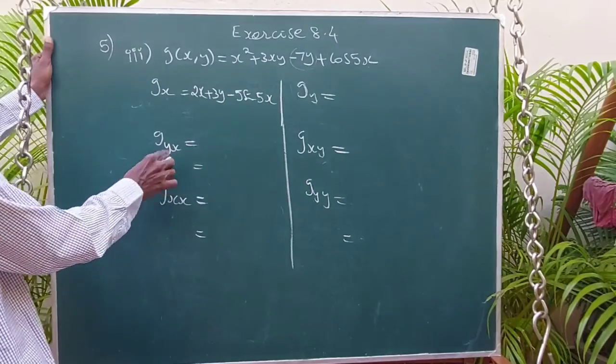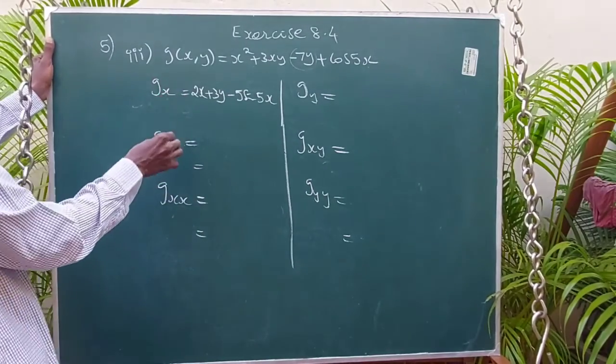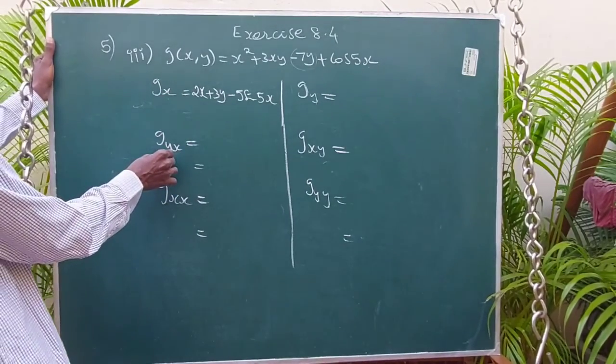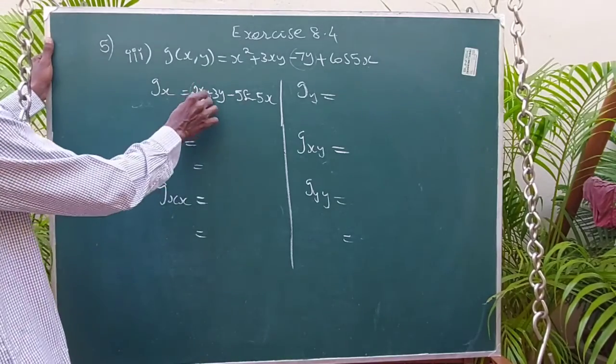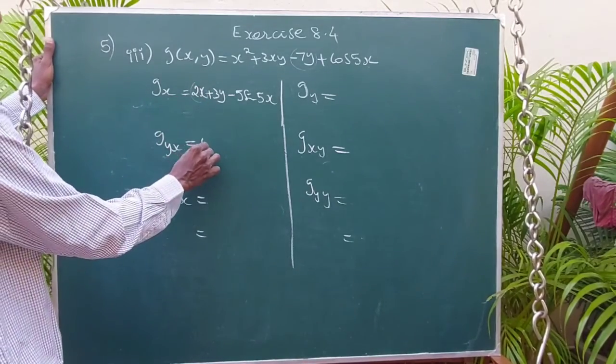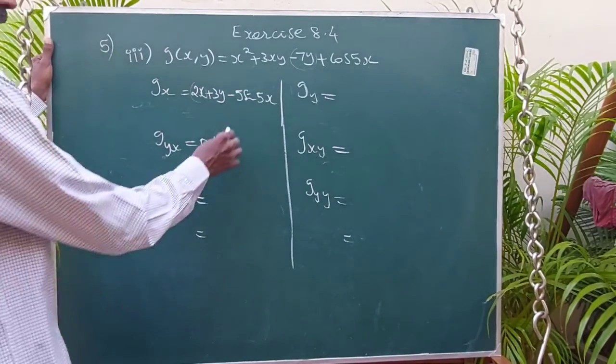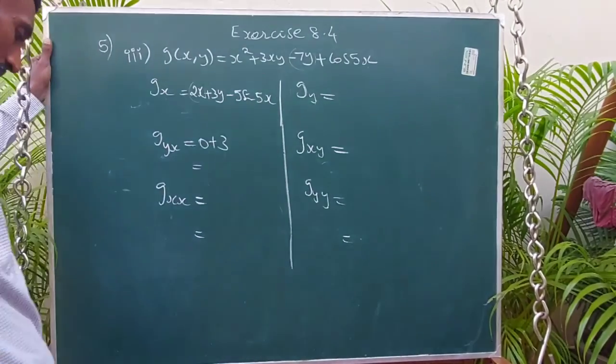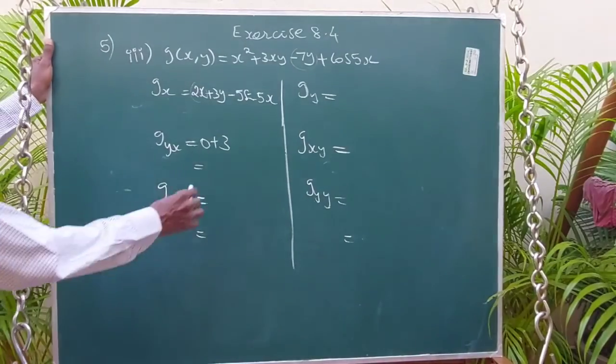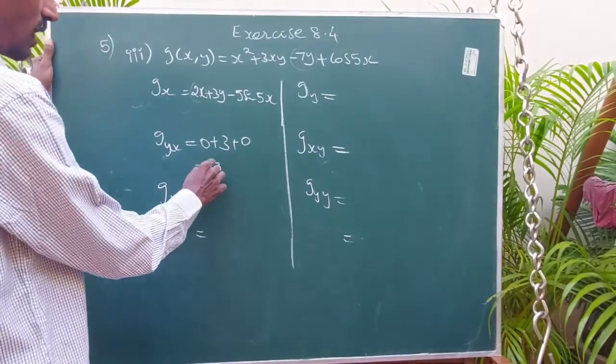g of yx means first with respect to x, next with respect to y. So with respect to y means imagine x as constant. So 2x differentiation 0, 3 times differentiation of y is 1, and the whole thing is constant, the differentiation 0. So we are getting 3.